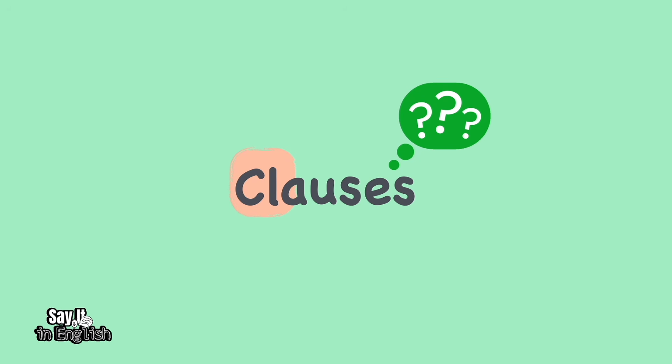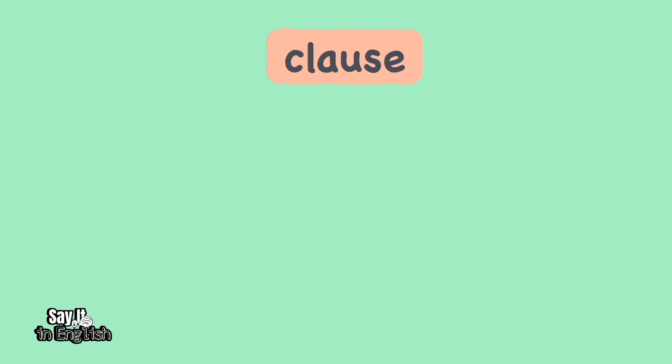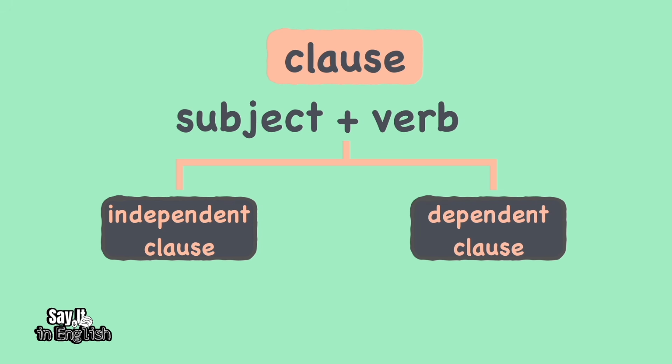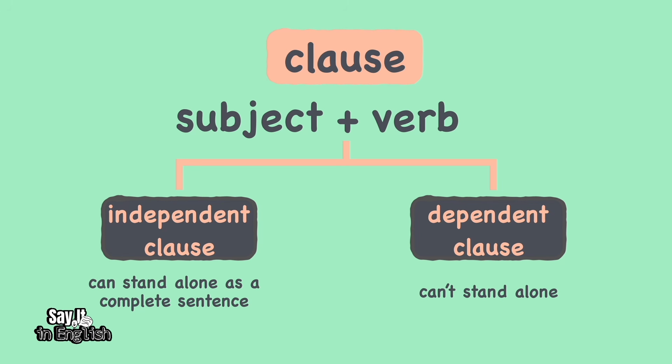What are clauses? A clause includes both a subject and a verb. There are two types of clauses, an independent clause and a dependent clause. An independent clause forms a complete sentence by itself, whereas a dependent clause cannot stand alone.